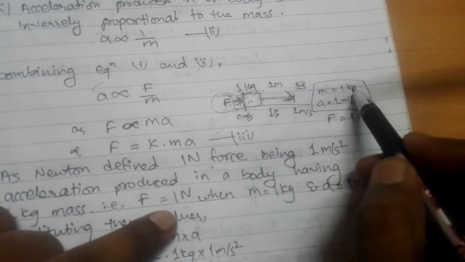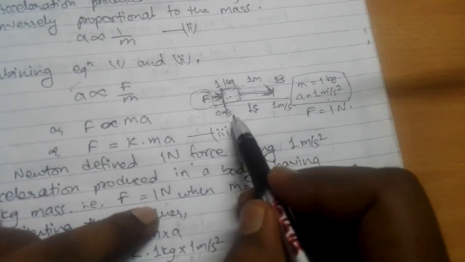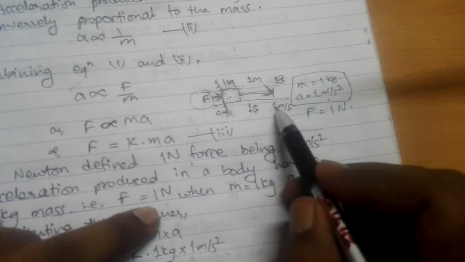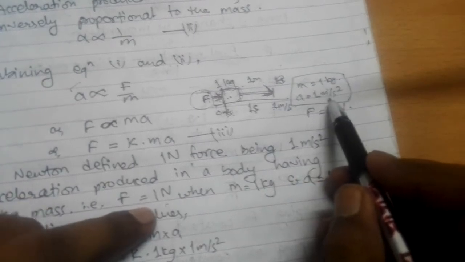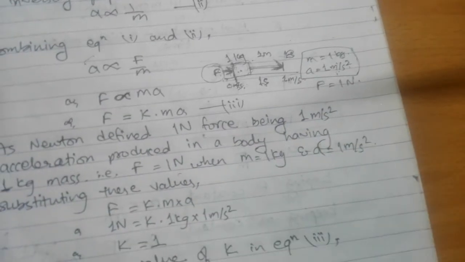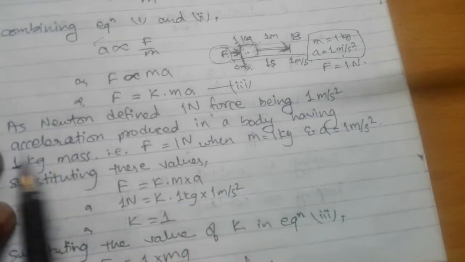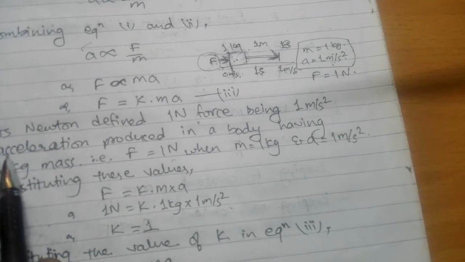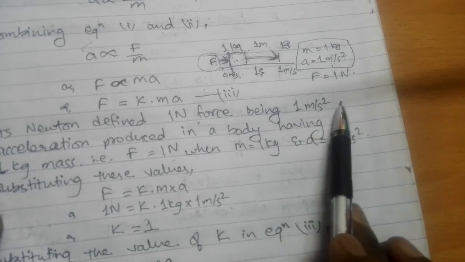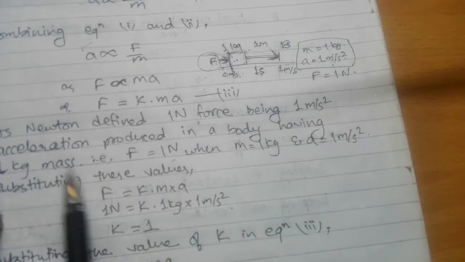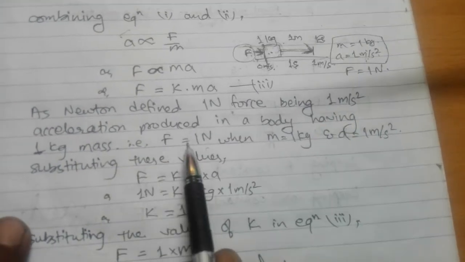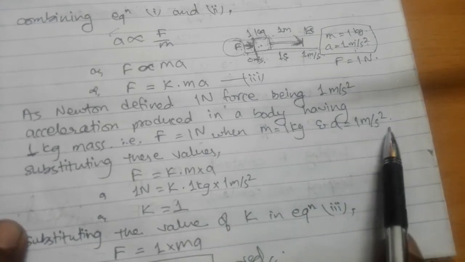That means its mass is 1 kg, its initial velocity is 0 meter per second and final velocity is 1 meter per second. Its velocity changes by 1 meter per second in 1 second, so it becomes 1 meter per second square acceleration. So Newton defined 1 Newton force as 1 meter per second square acceleration produced in a body having 1 kg mass. You might be asked what you mean by 1 Newton force as well. So, force equals 1 Newton when mass equals 1 kg and acceleration equals 1 meter per second square.